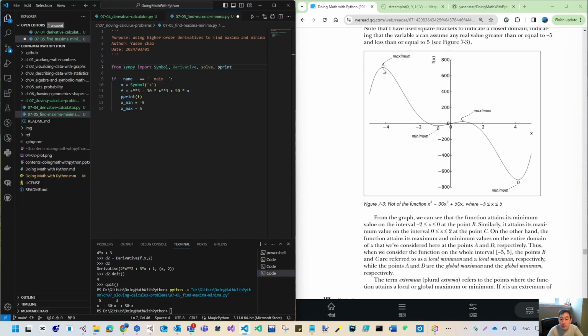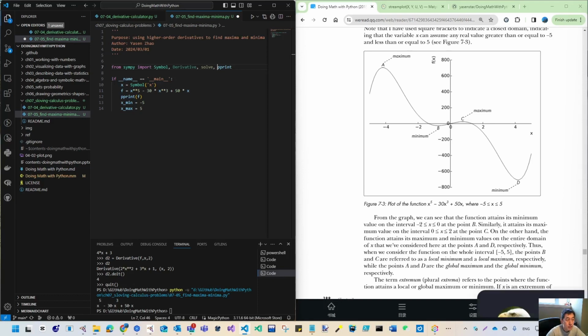So A will be called the global maximum if we look from -5 to +5, and D will be the global minimum. What we want is to distinguish local from global, and find the maximum within the given range, -5 to +5. If you put a longer range, we don't know what will change, but it will give a different range.